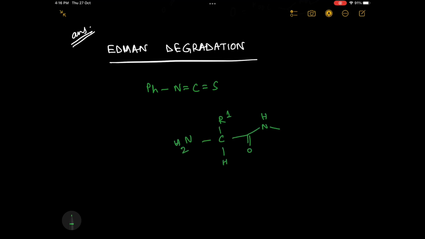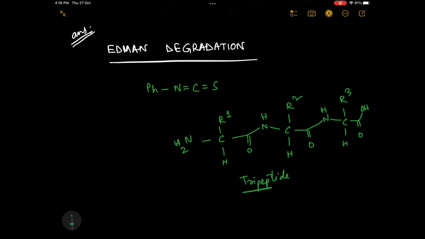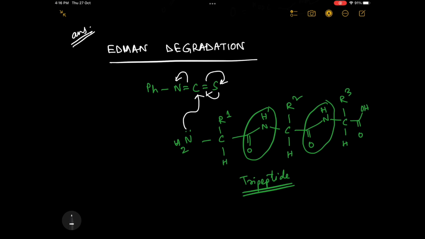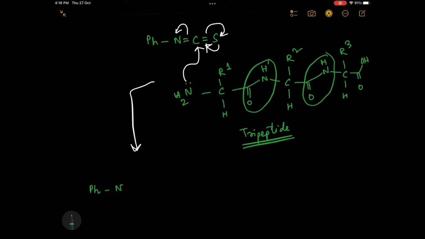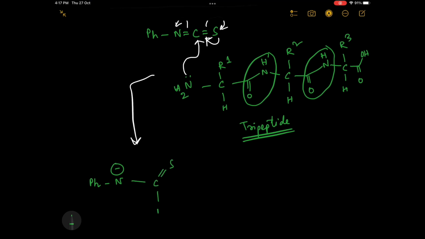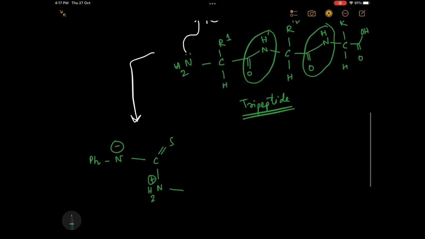So let us first draw a tripeptide, with the alkyl parts of the amino acids present in the peptide being R1, R2 and R3 progressively from the N-terminal to the C-terminal. So this is the tripeptide, as we have these two peptide bonds and there is this NH2 part. This NH2 in the N-terminal attacks the C double bond S, and ultimately the N of phenyl isothiocyanate has a negative charge. This negative charge actually undergoes an intramolecular attack in the next part of the reaction.